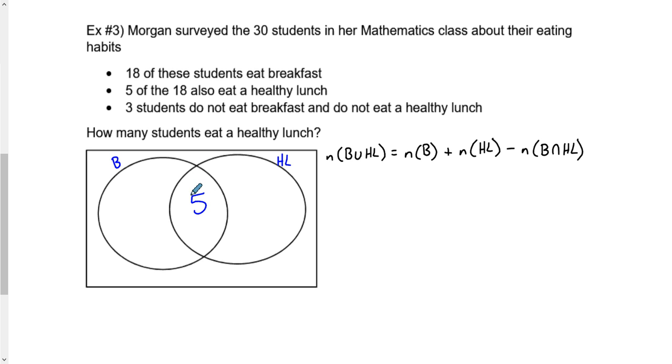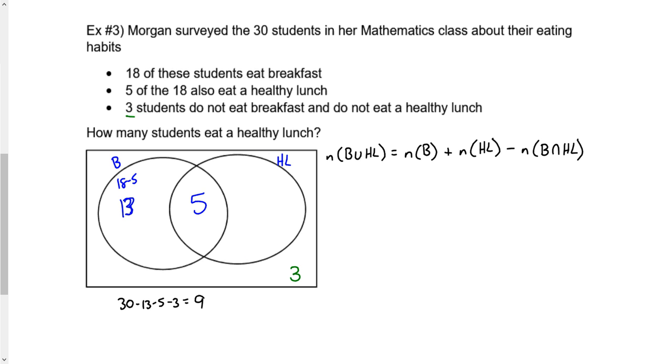So 5 are already eating a healthy lunch. That means that there would be 13, which is just the 18 subtract 5, that would eat just breakfast. It says that 3 students don't eat any breakfast and don't eat lunch, so that 3 would have to stay on the outside. How many eat a healthy lunch? Well, that's what this question is asking about, this entire circle. There's a few quick ways. Obviously, the fastest way would be just taking 30, subtracting 13, subtract 5, subtract 3. We get, what, 9? That should be right.